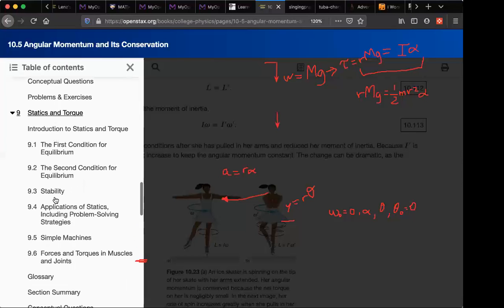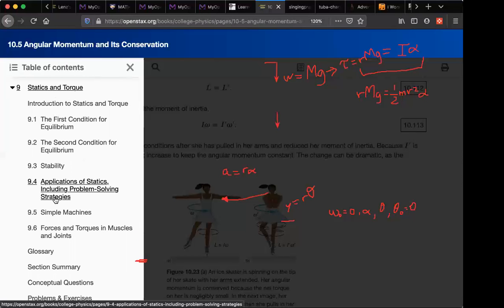And then in chapter 9, we talked about statics and torque, where statics is the idea of an object where all the forces add to zero, so it's completely without acceleration. It could be stopped, or it could be moving at a constant velocity, but all the forces add to zero. Not only that, but all the rotational forces, all the torques, add to zero as well, so that it doesn't accelerate in some kind of rotational way. We talked about stability, and then moved on to machines and forces and torques in muscles and things like that.